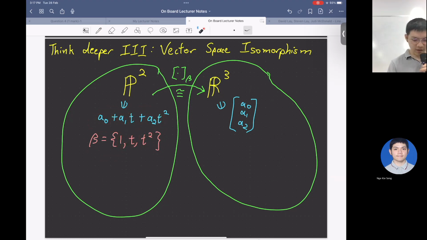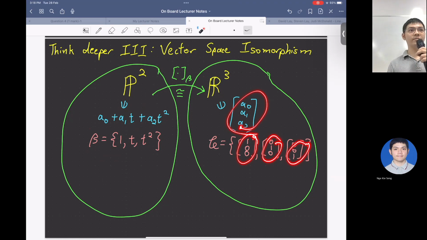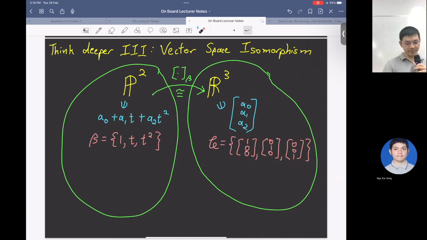How about the basis on the other side? Let me call this C then. This side I pick (1,0,0), (0,1,0), (0,0,1). Similarly, you can see that all the vectors here are expressed as a linear combination of these three. Makes sense? Okay, cool.